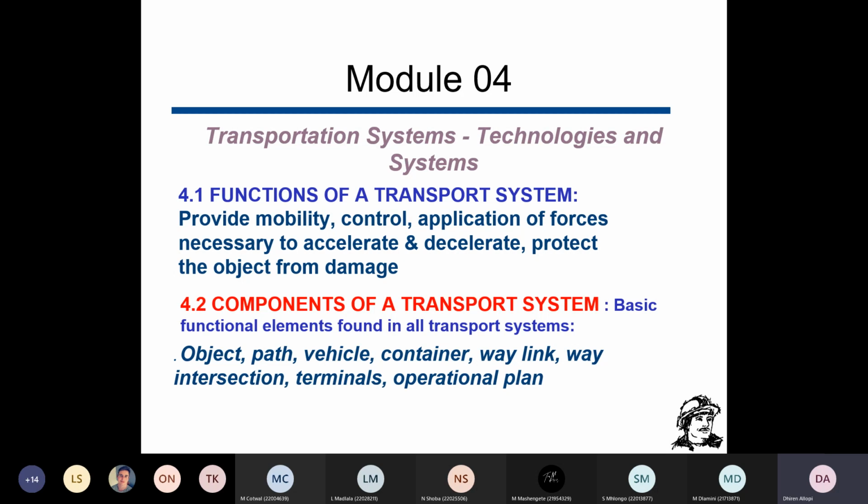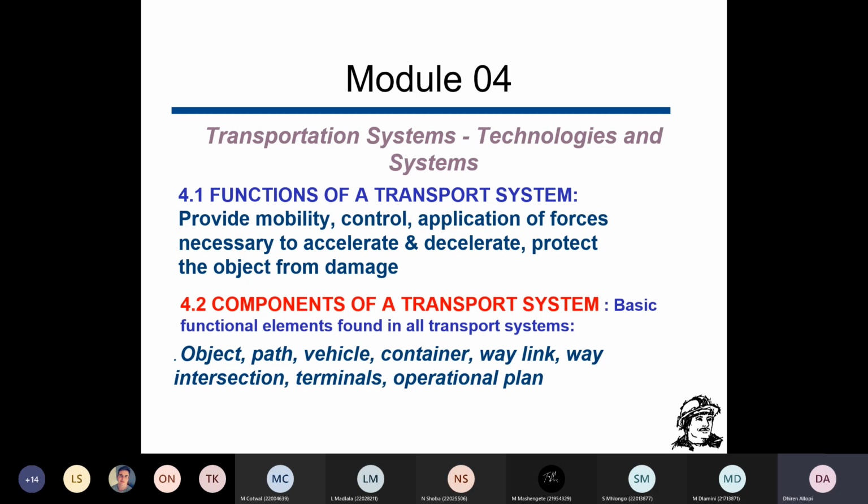So when we look at the basic components of a transport system, what are some of the basic elements that one would find in a transport system? And you see a few elements reflected here, like object, path, vehicle, container, way link, and so forth. The next module will cover a little more detail on these aspects. But very briefly, an object could, for example, be a driver, occupants in a vehicle, or goods in a container. So the path that the vehicle travels on, the vehicle could be a motor car, a truck, a bus, a ship, an aircraft. So that's your vehicle.